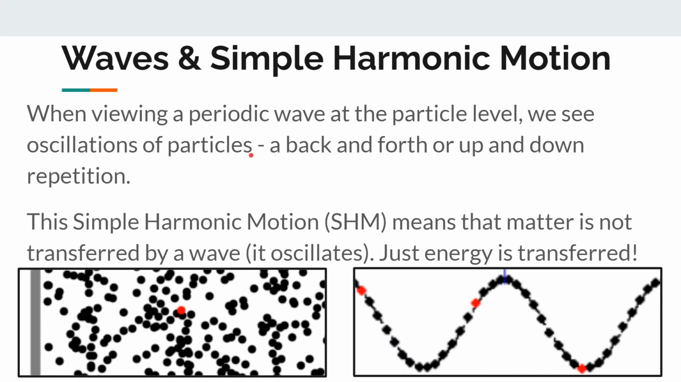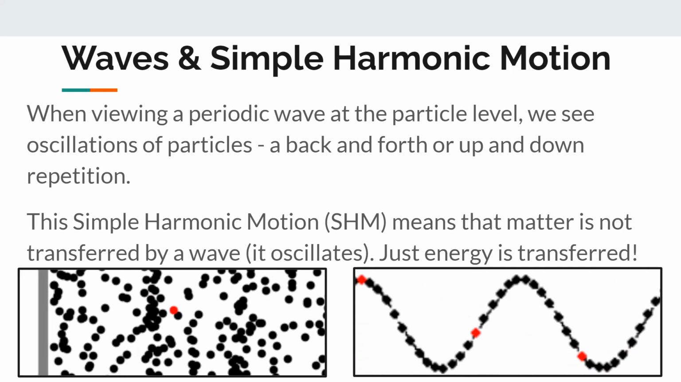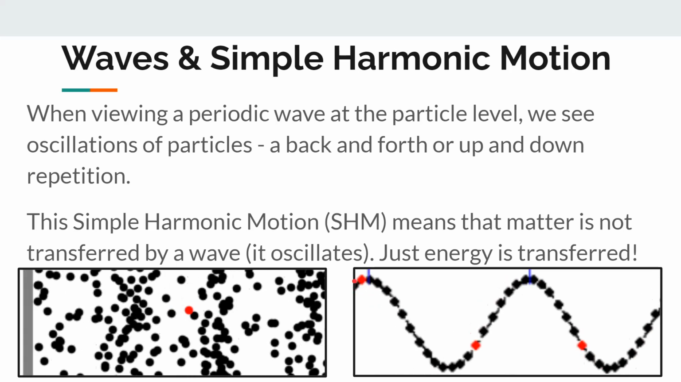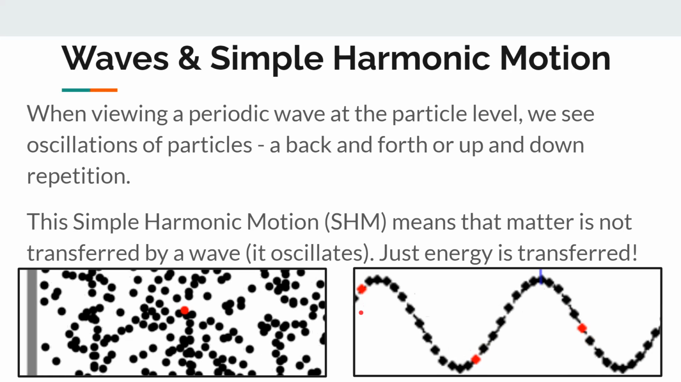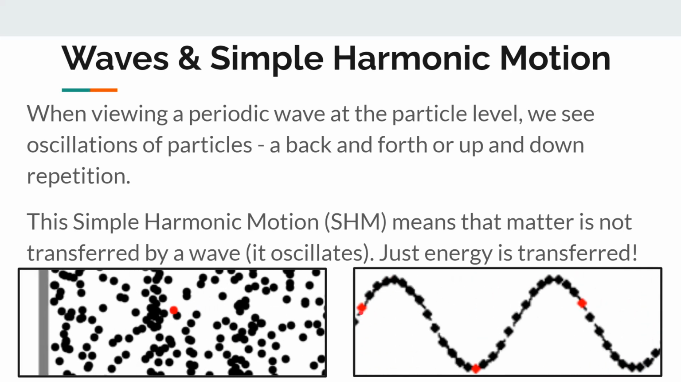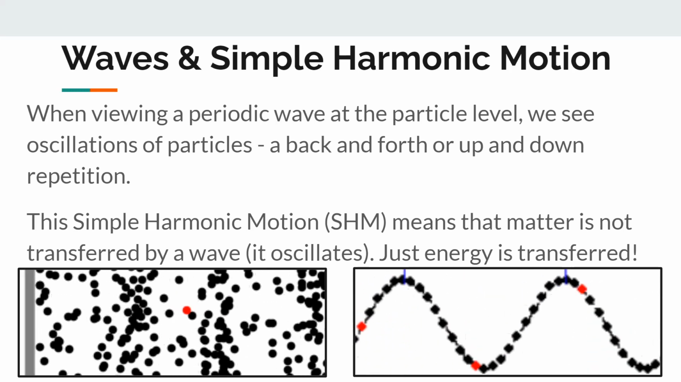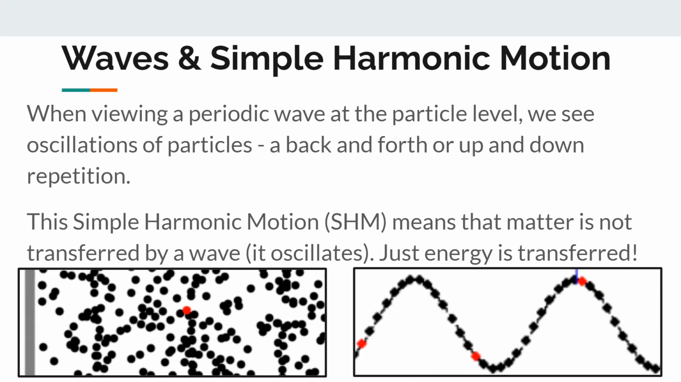And what this tells us is that these particles aren't transferred by the wave. This red dot doesn't move across the wave from left to right through my medium. Instead, it just simply oscillates up and down, and as it does that, it transfers energy to the next particle, which transfers energy to the next particle, and it's kind of like a domino effect. And so the particles themselves aren't transferred. Matter doesn't move through the wave.